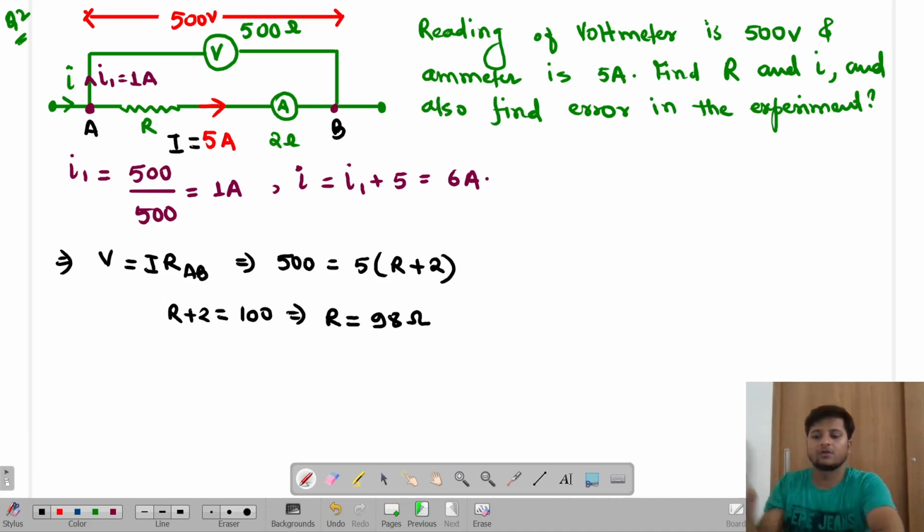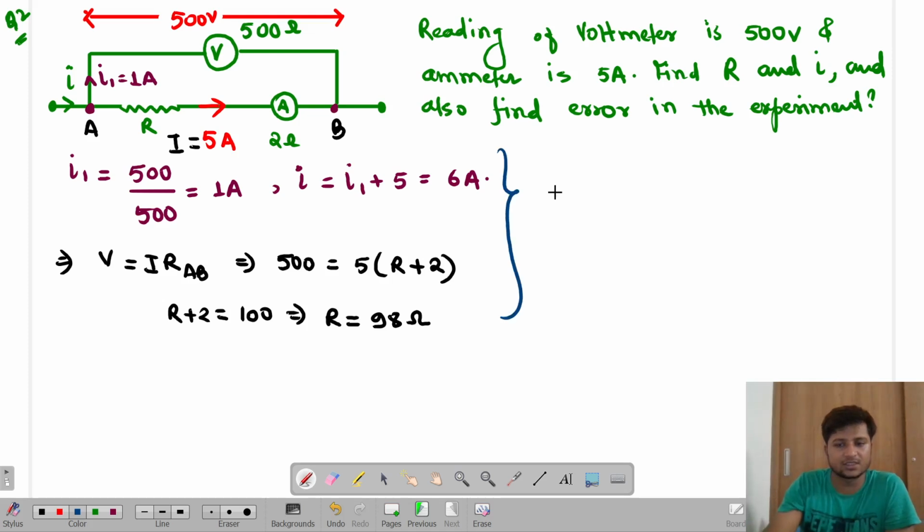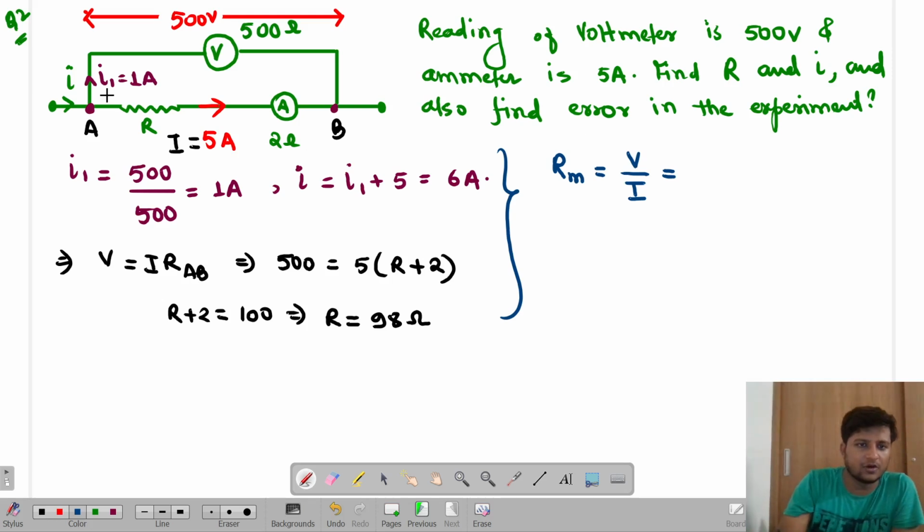So tell me, what is the error? Okay, so let us understand this. Here, are they talking about measured resistance or something like that? Basically, what will the measured resistance be? When you do the measured resistance according to Ohm's law, if it follows Ohm's law, it will be V by I, isn't it?